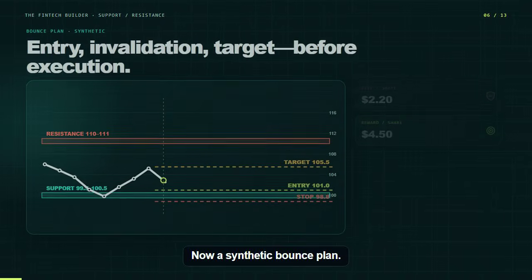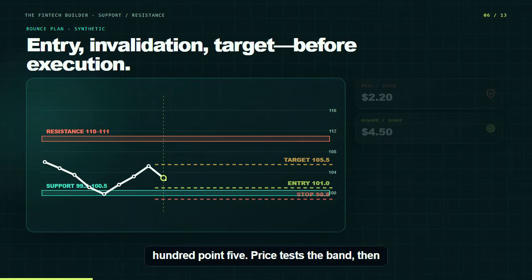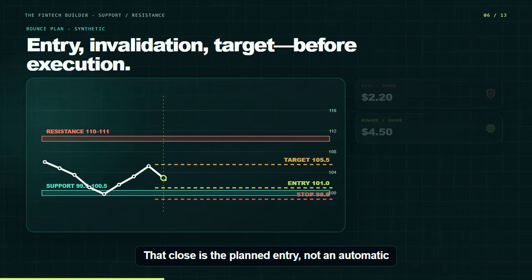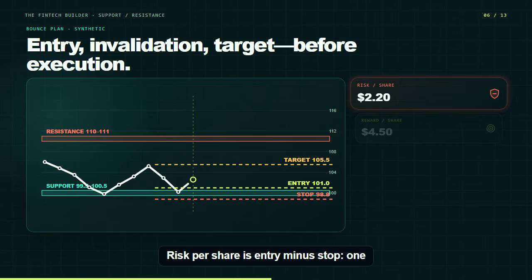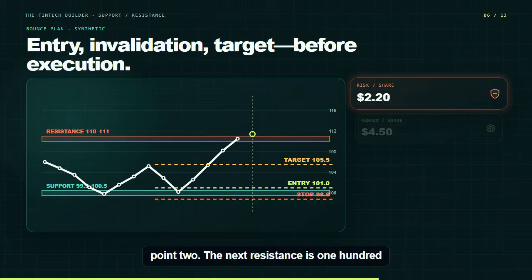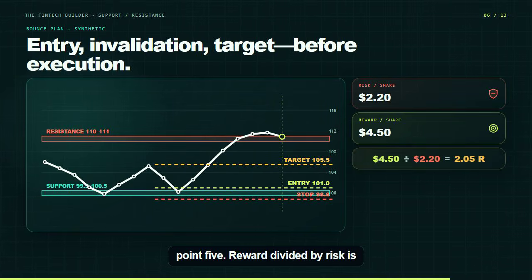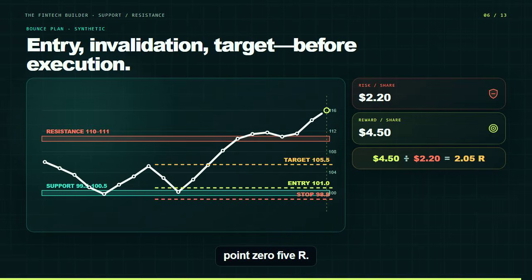Now, a synthetic bounce plan. Suppose support spans 99.5 to 100.5. Price tests the band, then closes bullish at 101. That close is the planned entry, not an automatic order. Put structural invalidation below the zone at 98.8. Risk per share is entry minus stop. 101 minus 98.8 equals 2.2. The next resistance is 105.5, so potential reward is 4.5. Reward divided by risk is 4.5 over 2.2, about 2.05 R.